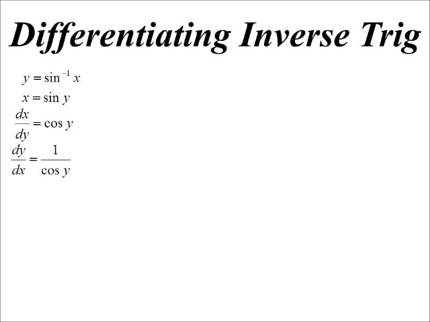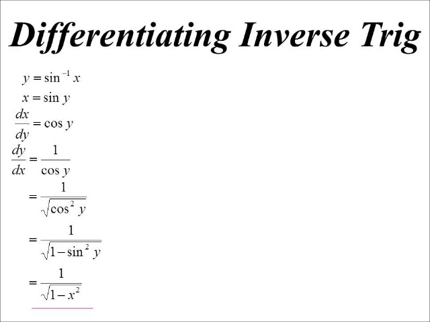All I know is x equals sine y. How can I rewrite cos y in terms of sine y? Well, we've got a trig identity, but it doesn't relate sine and cos. It actually plays with sine squared and cos squared. So what I do is I make the cos y the square root of cos squared, and then the cos squared I can change to 1 minus sine squared, and then the sine squared is x squared. And so there's my derivative for inverse sine, 1 over the square root of 1 minus x squared.